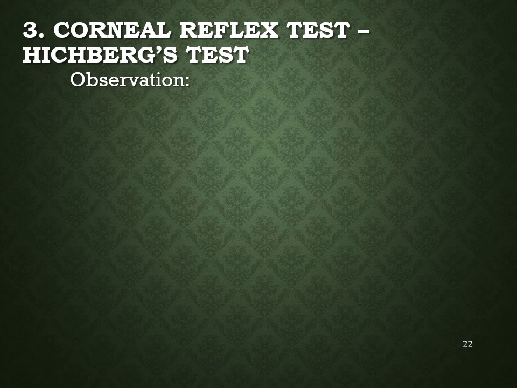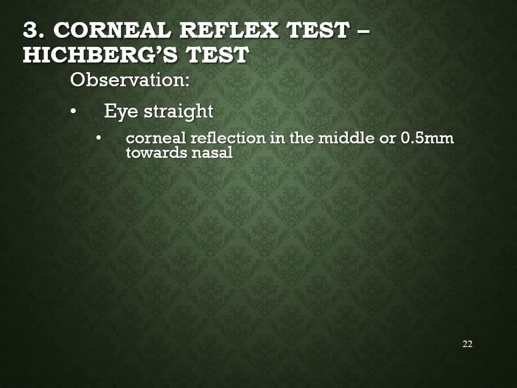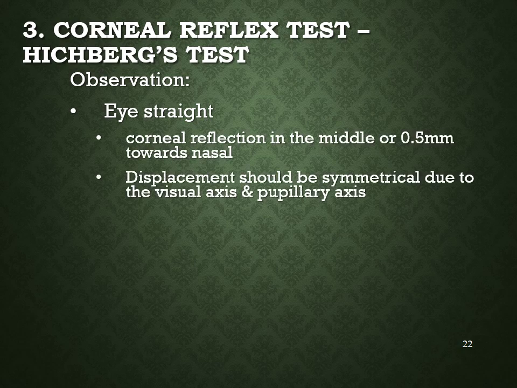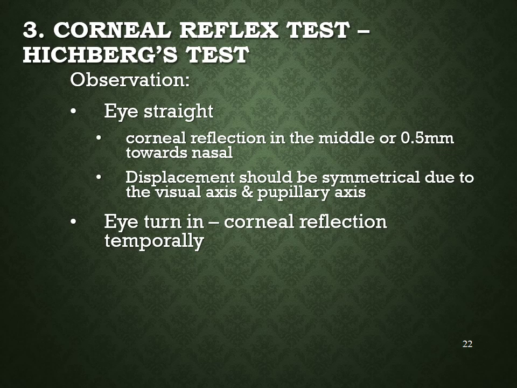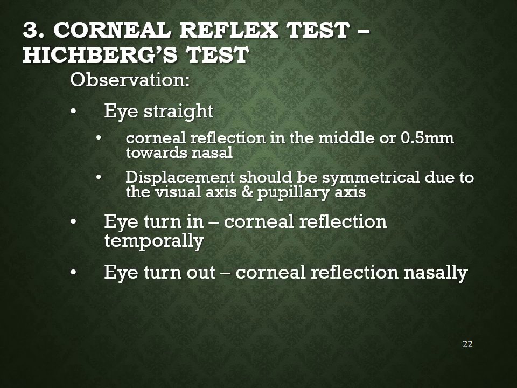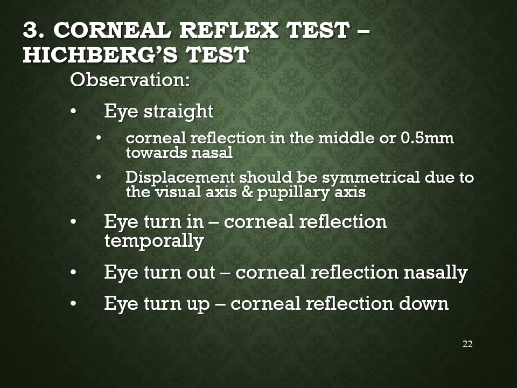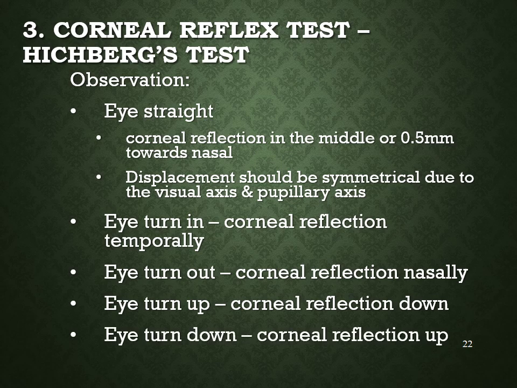For the observation in the Hirschberg test, we look at the corneal reflex. If the eye is straight, the corneal reflection is in the middle or 0.5 mm towards the nasal side. The placement should be symmetrical due to the visual axis and pupillary axis. If the eye turns in, the corneal reflection is temporal. If the eye turns out, the corneal reflection is nasal. If the eye turns up, the corneal reflection is down. And if the eye turns down, the corneal reflection is up.